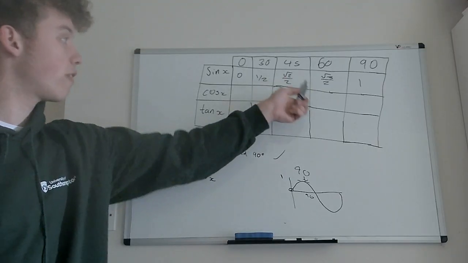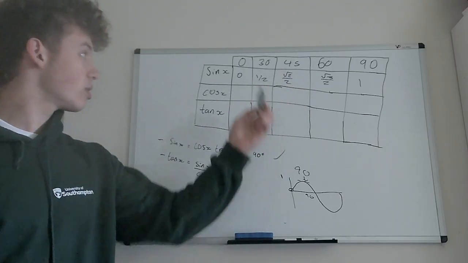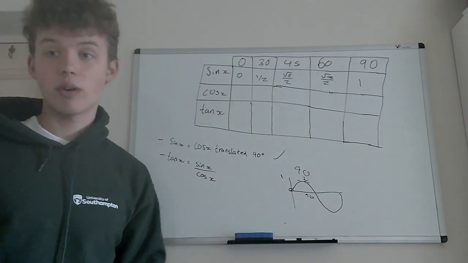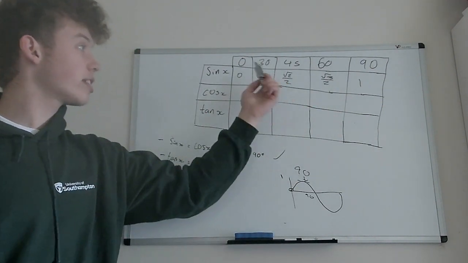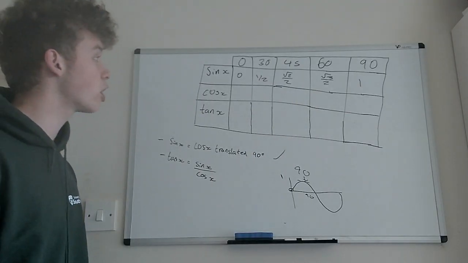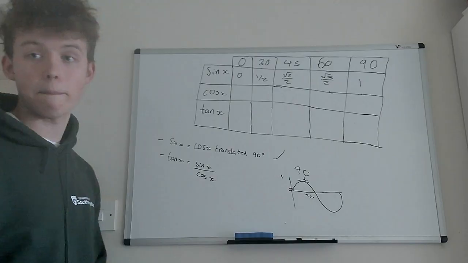All you have to do is remember these couple values. Because everyone knows that sin 30 is a half, and everyone knows that sin 0 is 0, and sine 90 is 1. You remember those. These are the only ones you have to memorise, but once you've memorised them, that's it. So cos is just sine but backwards.